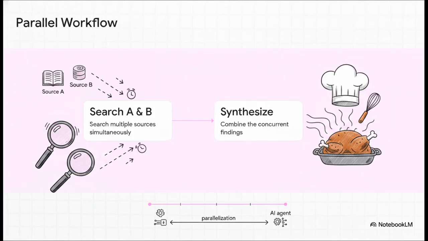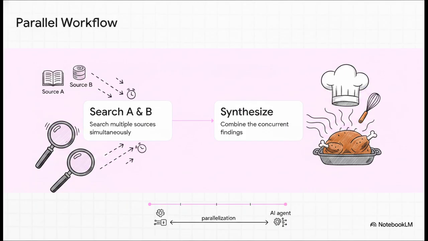But what if we apply our first principle instead? In a parallel AI workflow, the agent is smart enough to identify which tasks are independent. Searching source A doesn't actually require knowing the result of source B, right? So the agent searches both sources simultaneously. It asks for all the information at the exact same time. Then, once all those independent concurrent lookups are complete, it brings the pieces together to synthesize the final answer.